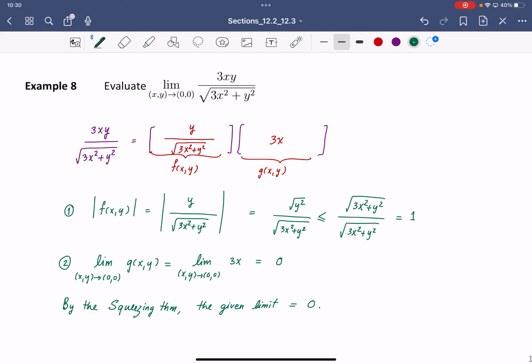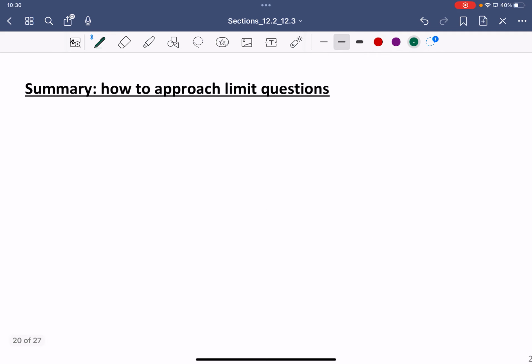Alright, so to sum up, you learned 3 ways to compute limits, which are factoring or conjugate, or choosing the line that gives you different limits, and also you learned how to use the squeezing theorem. Alright, let's do the summary first. How to approach the limit question.